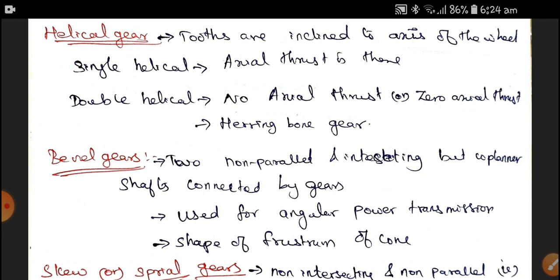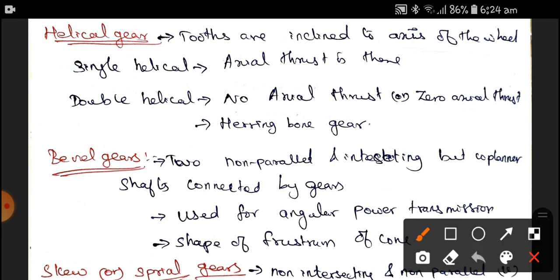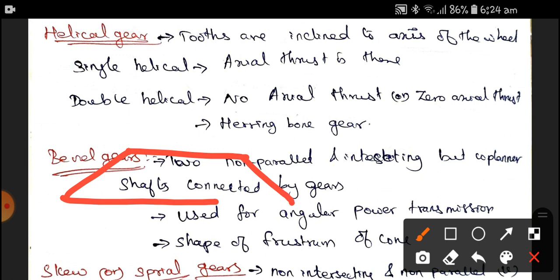The shape is the frustum of a cone, as I have drawn. The shape is like a frustum of a cone. We can extend this projection and it will become a cone. Here the gear profiles are made.